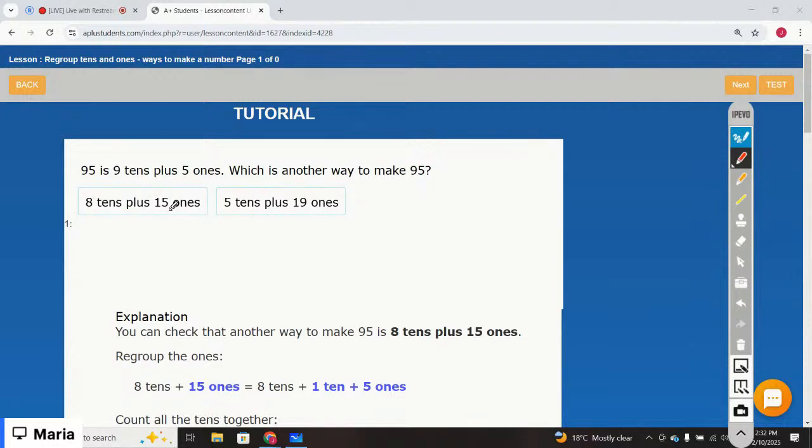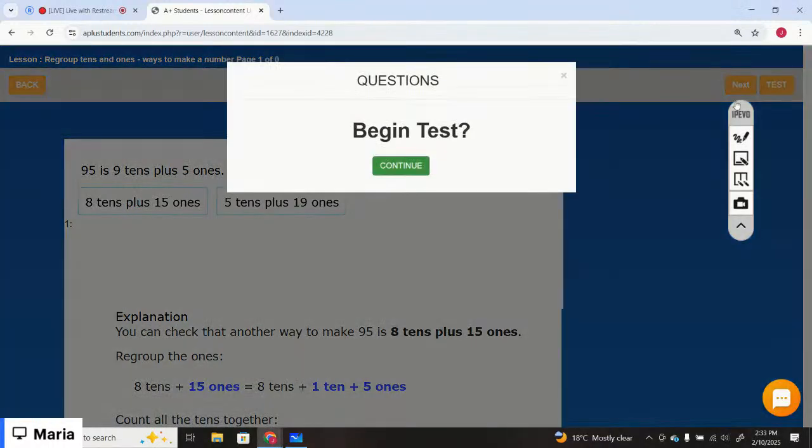8 tens and 15 ones. 8 tens means you have 80 and 15 ones. So 5 plus 0 is 5 and 8 and 1 is 9. So the correct option is 8 tens plus 5 ones. The correct option is 95. Let's just start with the test questions.